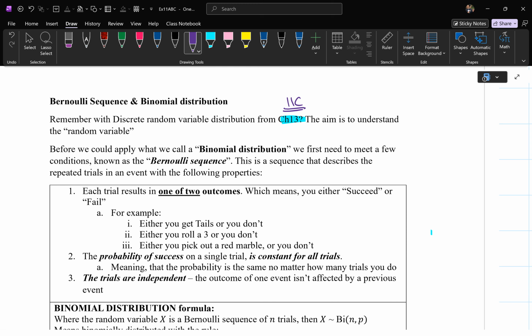Binomial distribution is still a probability distribution. The only difference is this is when you have with replacement. So this only works if your tree diagram has the same probability for all of them. So, for example, 1 on 5, 1 on 5, 4 on 5, 4 on 5. It has to be that way for it to work. So, these are the conditions.